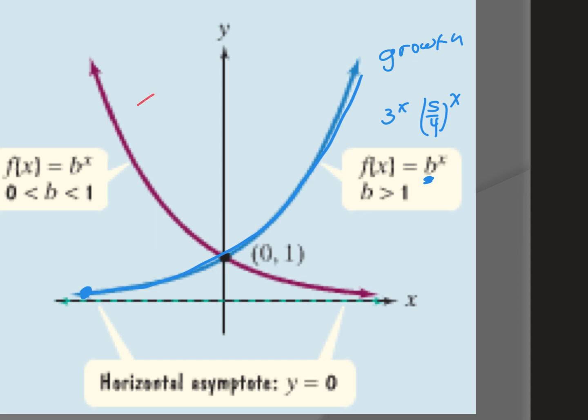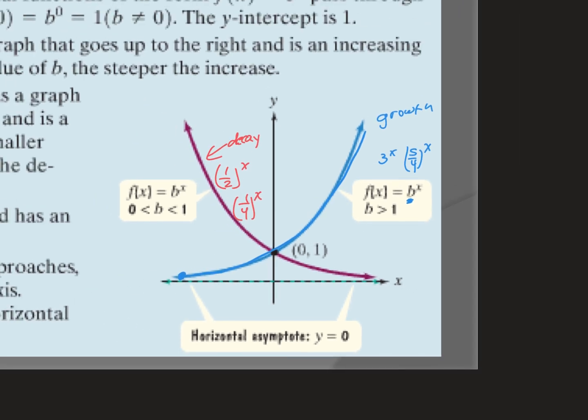So if you look here, what is this one? Decay. This number is going to be between 0 and 1. If there's a negative out in front of it, it means something different. That's a reflection. But your decays are going to have a base that is between 0 and 1. So 1/2, 1/4, something like that. Does that make sense? So you look at the base to determine if it's a growth or a decay.